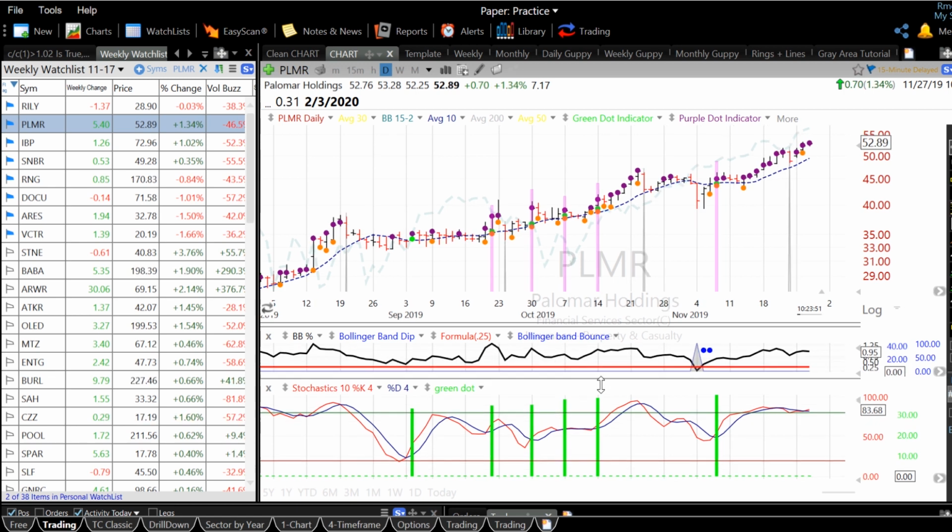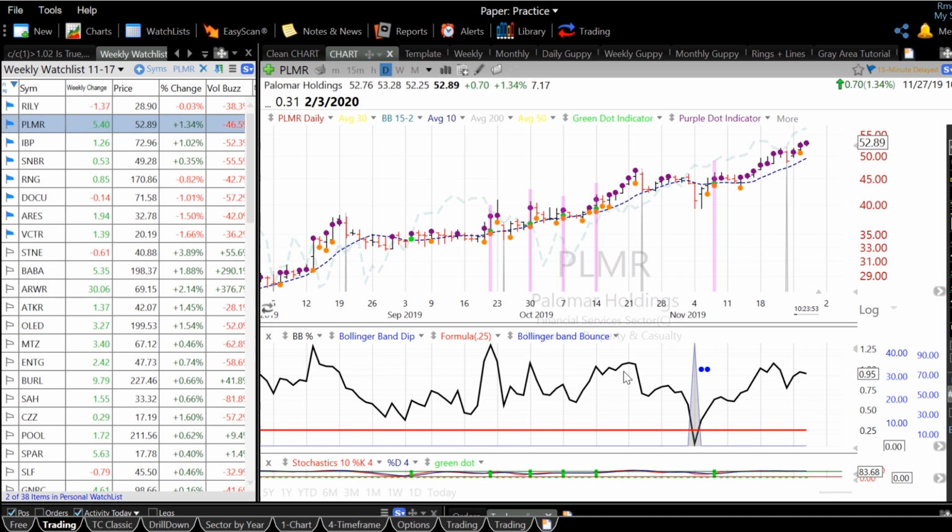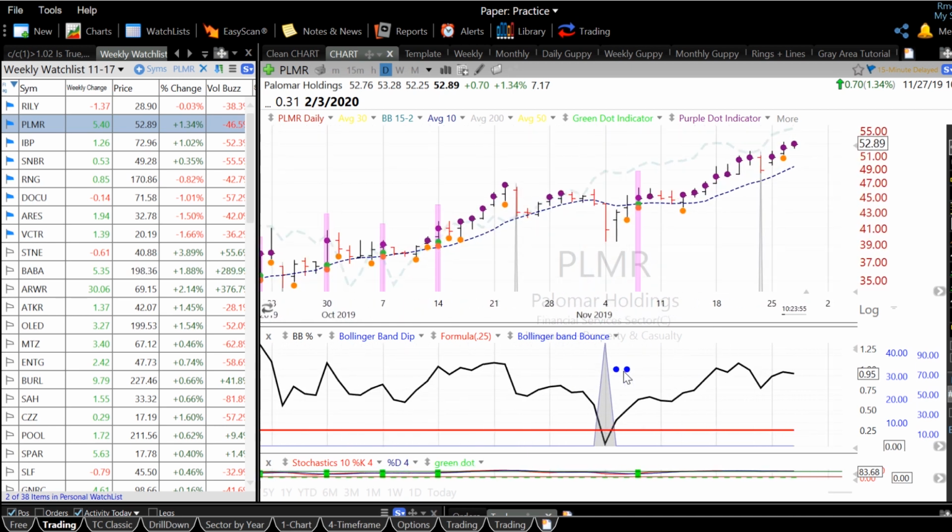So now finally, we're going to be talking about my Bollinger Band bounce indicators, which I have found to be very, very helpful. Really the ideal situation for me is that you've got a green dot and a blue dot appearing on the same bar, and then right afterwards you have a bunch of purple and orange dots indicating that the stock is moving up very strongly. And this is actually what occurred for PLMR, and this is really what's causing that 20% move that it's almost doing.